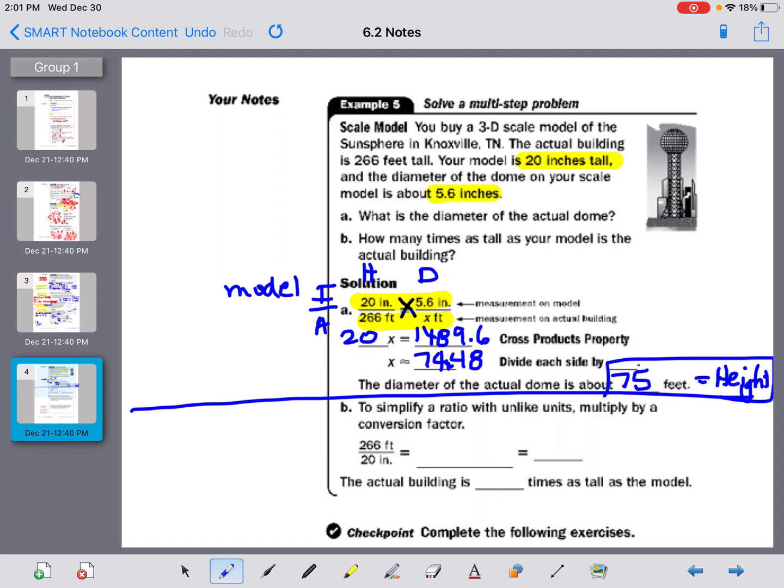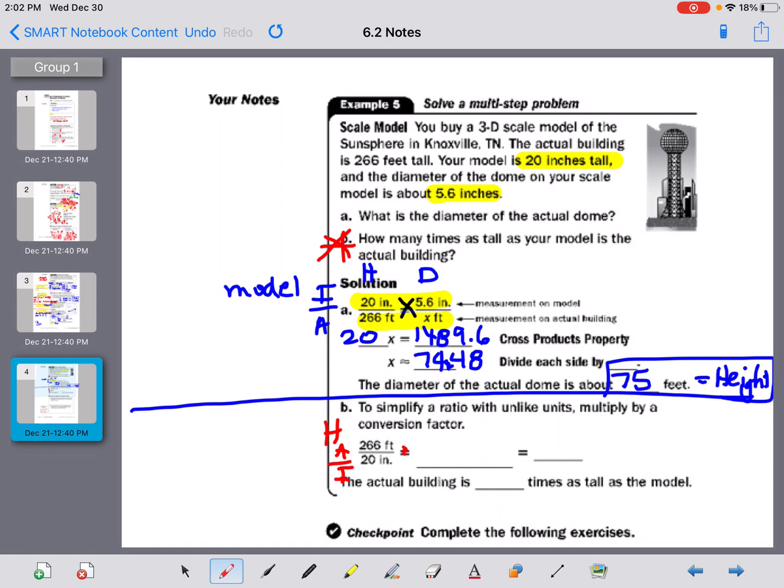Okay, this second question is extremely different than what we just did. How many times as tall as your model is the actual building? If we're trying to figure out how many times taller it is, we have to be in the same units this time. This is walking away from the scale a little bit, kind of going back to our ratio from 6.1. So right now for my height, I have 266 feet and 20 inches. Actually, that's like actual over image right now, because they ask us for the model and the actual building. Once again, same units.